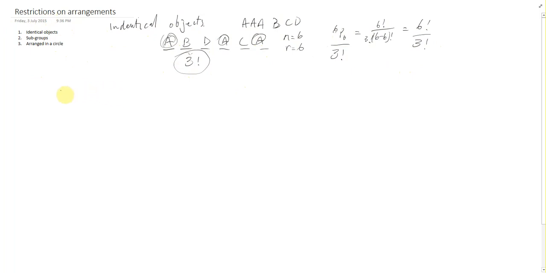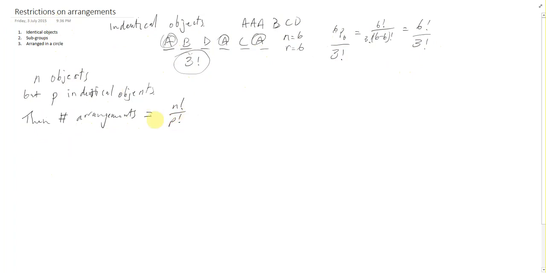So for a bit of a formula, if we've got n objects, but let's use another symbol, p identical objects, then our permutations, our number of arrangements, is n factorial on p factorial.